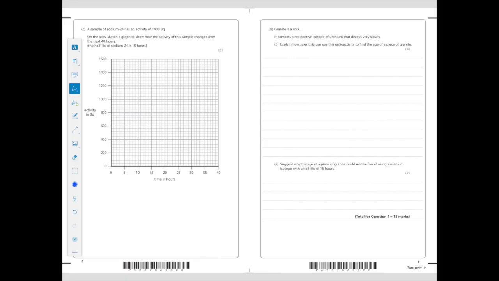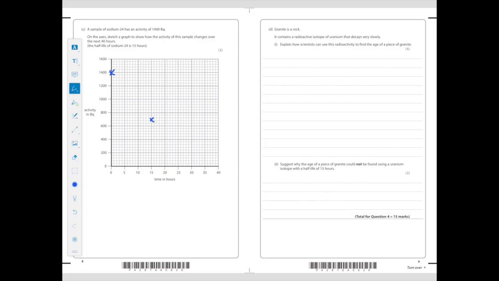A sample of sodium-24 has an activity of 1400 becquerels. On the axis, sketch a graph to show how the activity of this sample changes over the next 40 hours. The half-life of sodium-24 is 15 hours. So at time equals 0, we're going to have an activity which is 1400. We know that the half-life is 15 hours, so look along 15 hours, half of 1400 is 700.